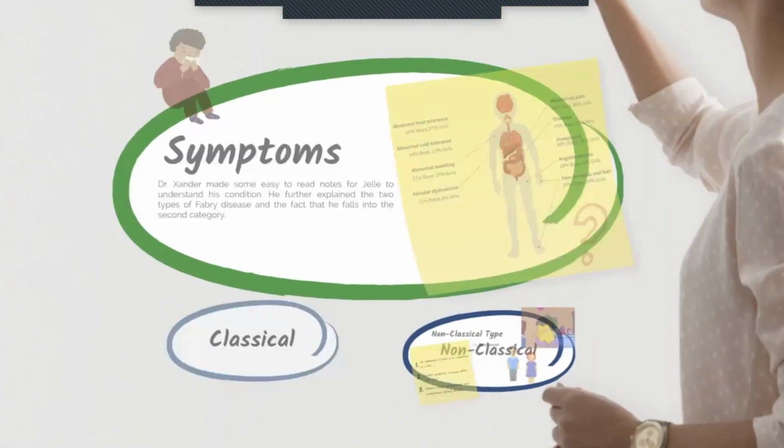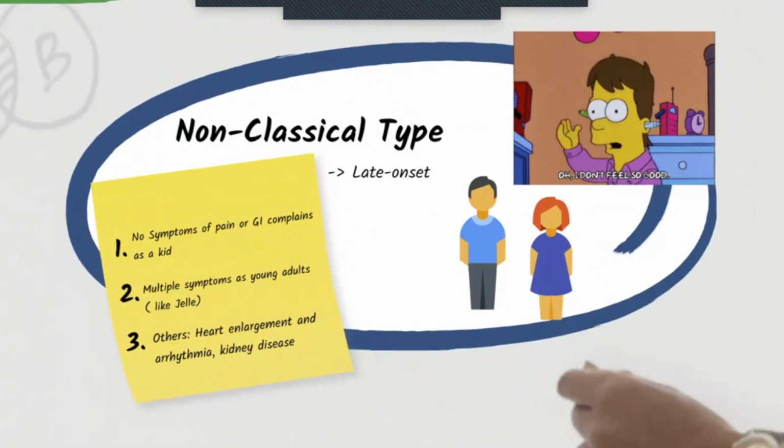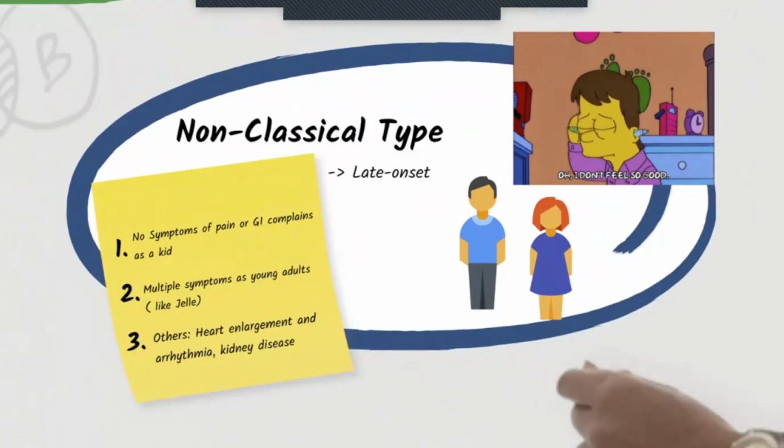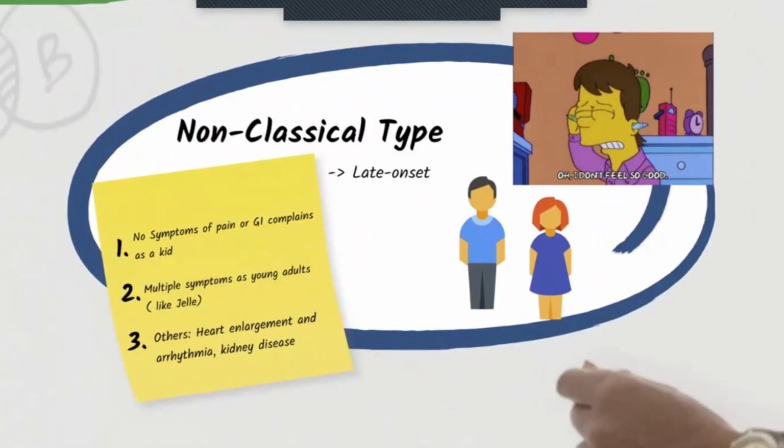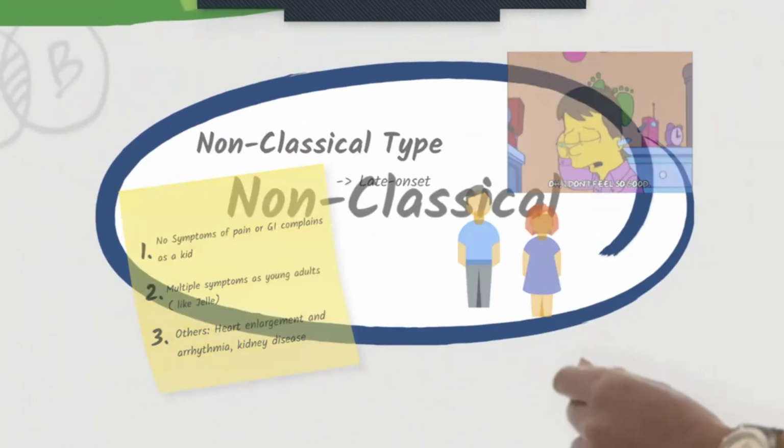As for the non-classical type, which happens to be the type that Jelle has, it basically has the same symptoms as the classical type. The main difference being that it progresses later in life, either in puberty or around the age of 30, and therefore there are no symptoms of the disease as a kid. What is more, if the disease stays untreated, it can lead to serious health issues, including heart enlargement and heart arrhythmia, as well as kidney disease.